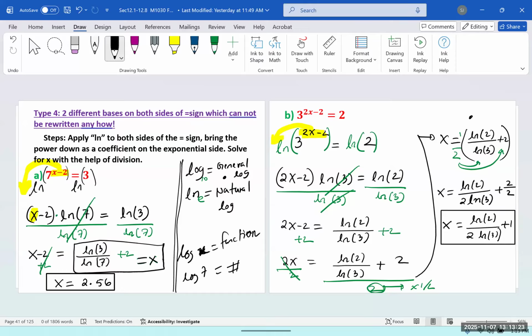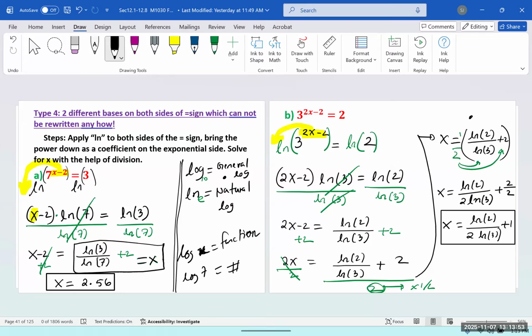Now you may wonder, can you cancel the ln of 2 with the 2? Like this 2 with that 2. Can you cancel? No. Why not? Because this 2 has a home. It's an exponent. And that 2 in the denominator is homeless. So they cannot be combined.